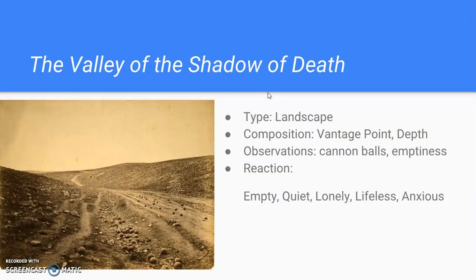This is his first photo, called The Valley of the Shadow of Death. It's a landscape, and as for the composition rules, he used vantage point and depth. As you can see, it goes very far back, and he's located pretty close to the ground.